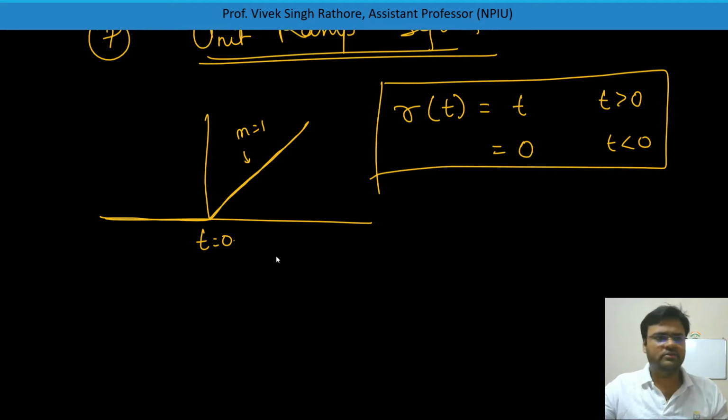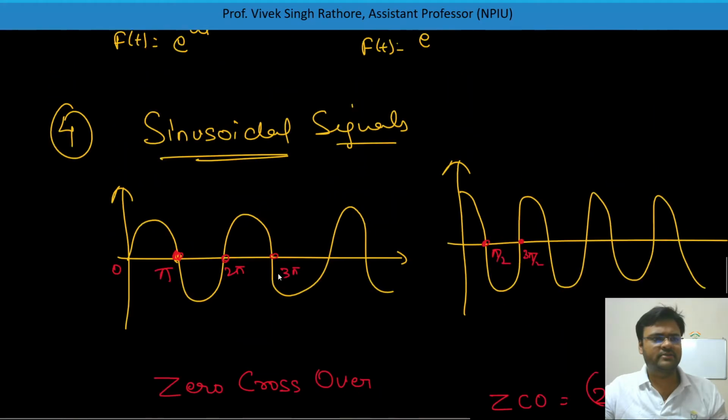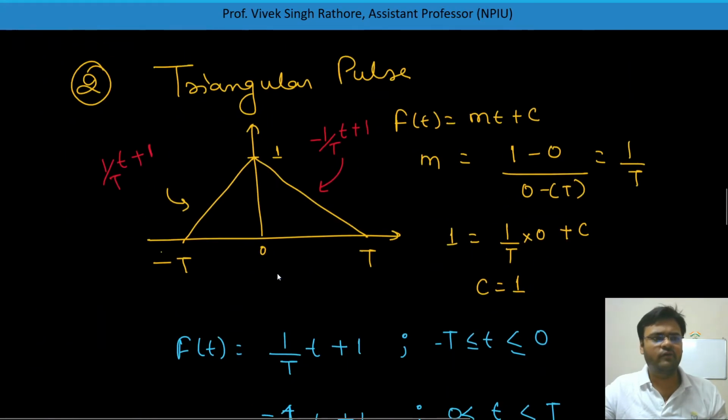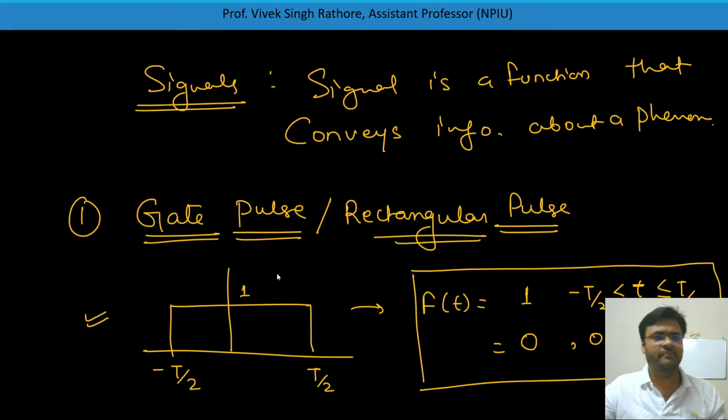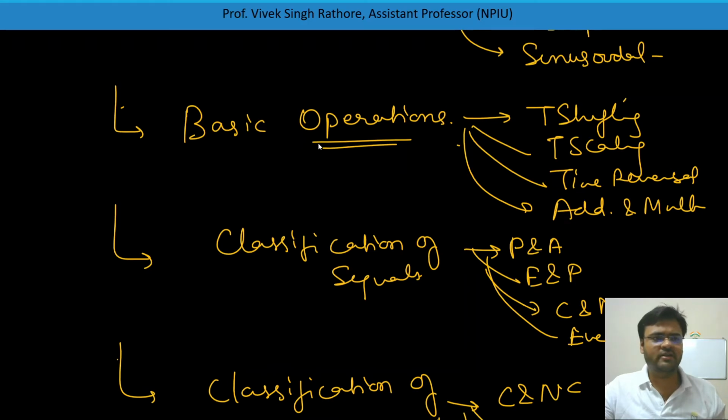So in the first lecture we have studied the basic types of signals and how we can do their mathematical representation. In the next lecture, we'll be dealing with basic operations like time shifting, time scaling, time reversal, addition and multiplication for these types of signals.